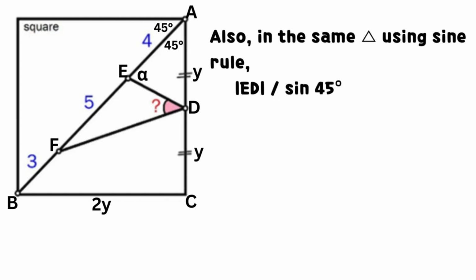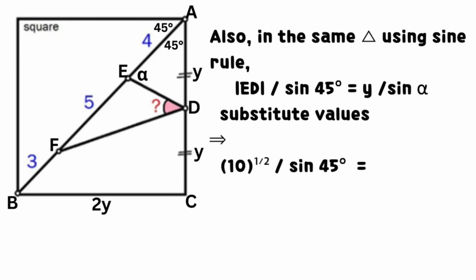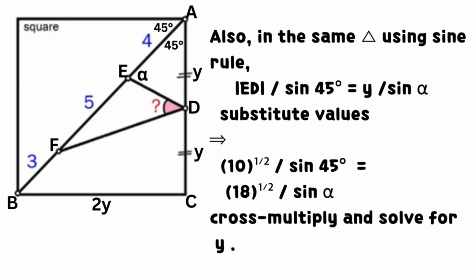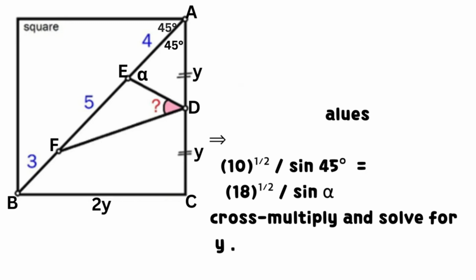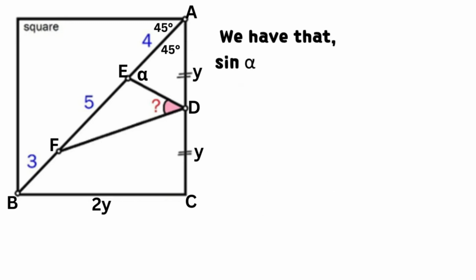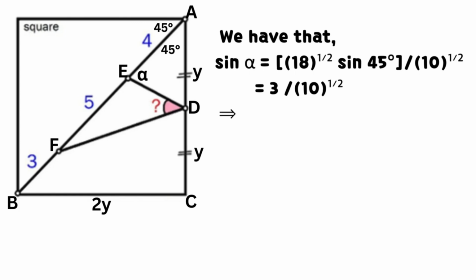Also, in the same triangle using the sine rule, line E, D divided by sine 45 degrees equals Y divided by sine alpha. Substitute values and we have that the square root of 10 divided by sine 45 degrees equals the square root of 18 divided by sine alpha. Cross multiply and solve for sine alpha. We have that sine alpha equals 3 divided by the square root of 10.